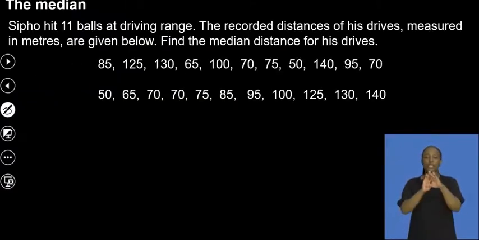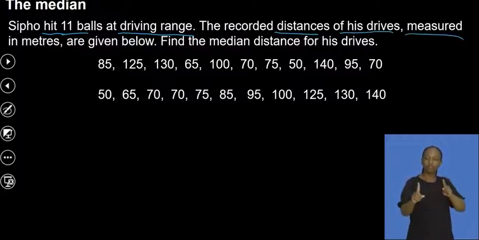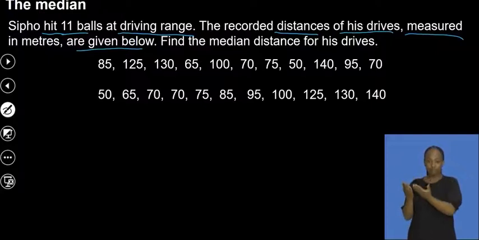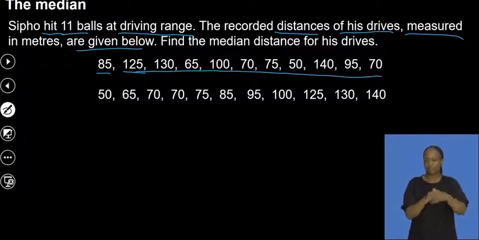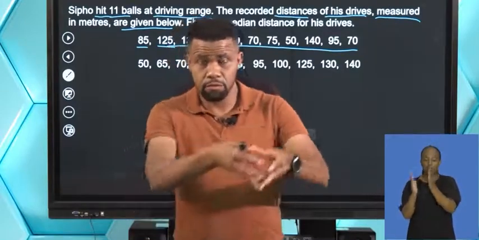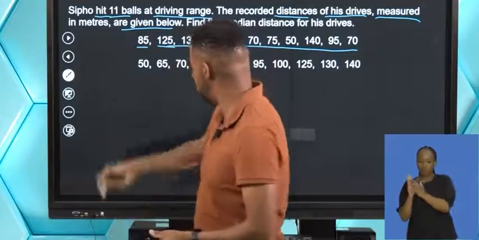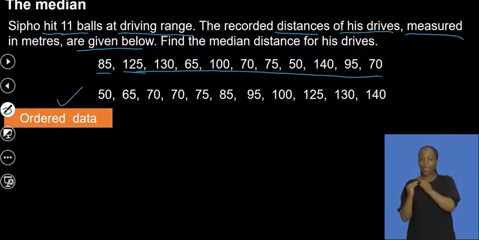So, let's look at an example. Sipho hit 11 balls at a driving range. So Sipho is actually playing golf. The recorded distances of his drives, measured in meters, are given below. So those are the distances: 85, 125, 130, 65, 100, all the way. Now we want to calculate the median. We have to order our data from the smallest to the highest. Let's order that.